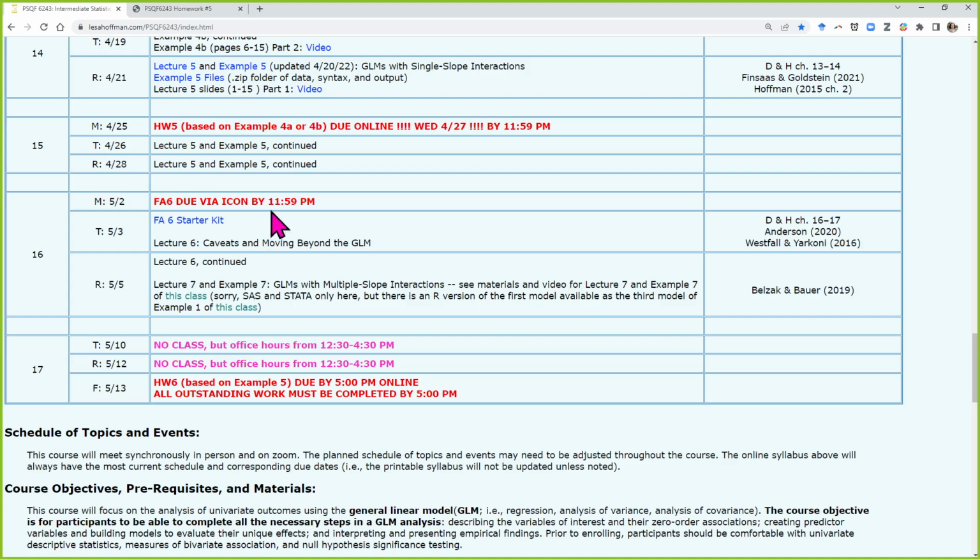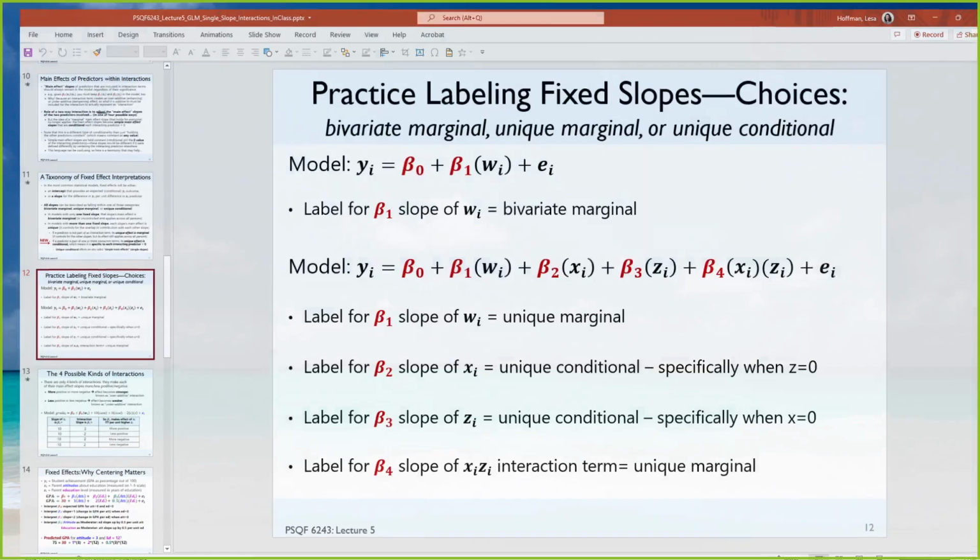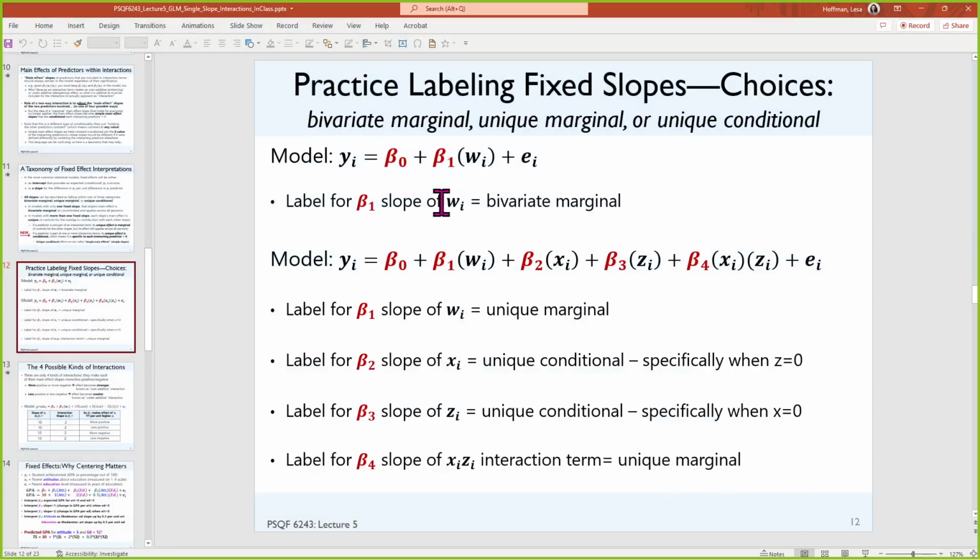Okay, then I will shut this down to preserve some bandwidth, and we can go back to playing in Lecture 5. How's that sound? Interaction terms, as we were talking about last time?